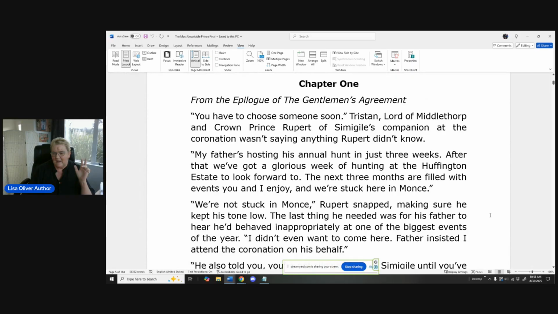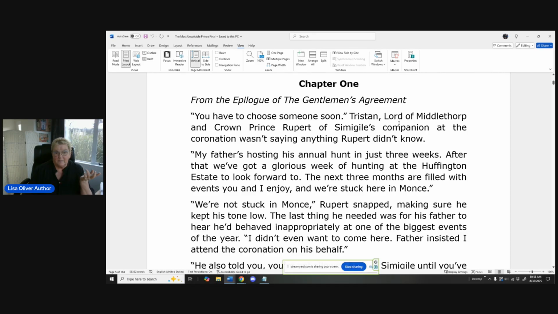Okay, so you have chapter 1. Now, this did come from the epilogue of the previous book. So my readers who are familiar with my stories will already know who this is about. But as you can see, it starts with a line of dialogue, and it's instantly stating a situation. "You have to choose someone soon." And then we introduce the characters.